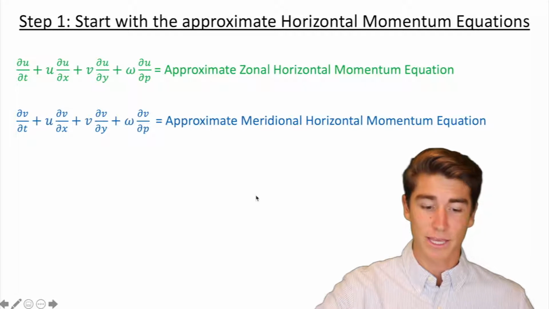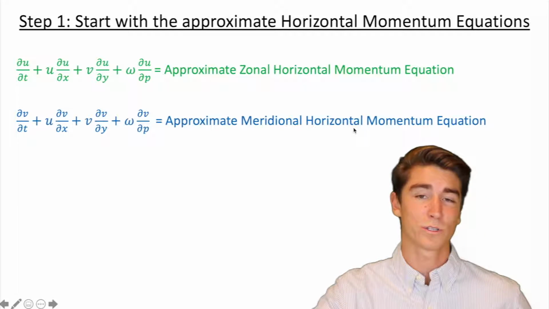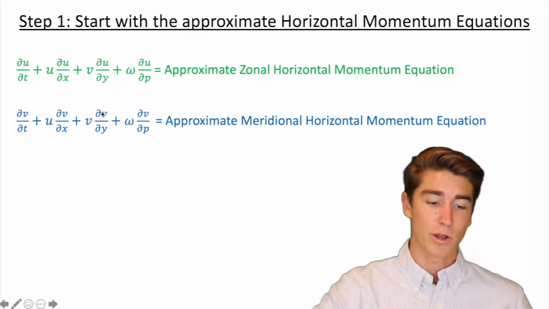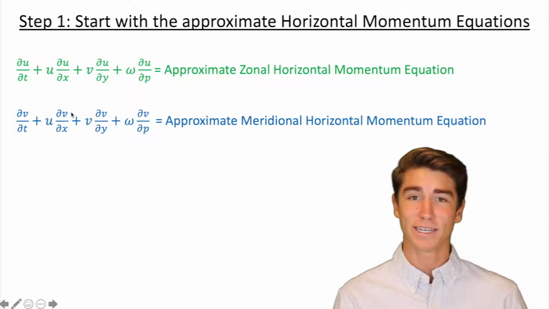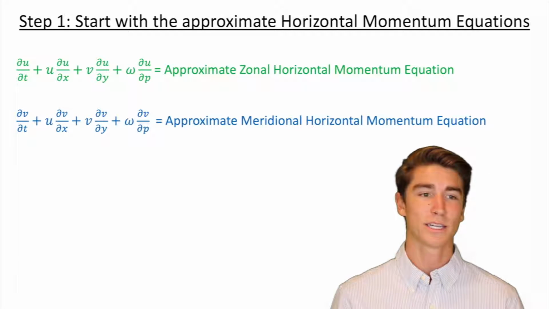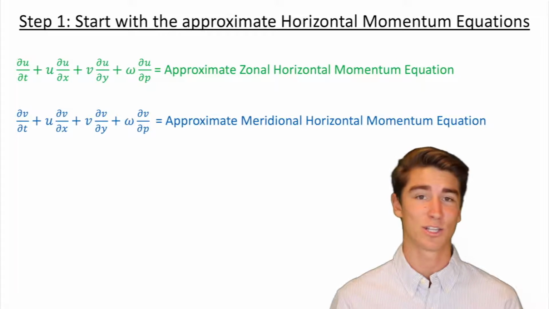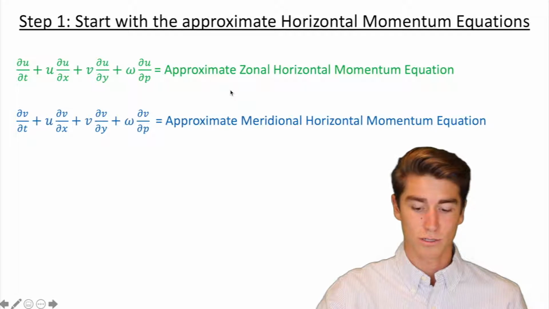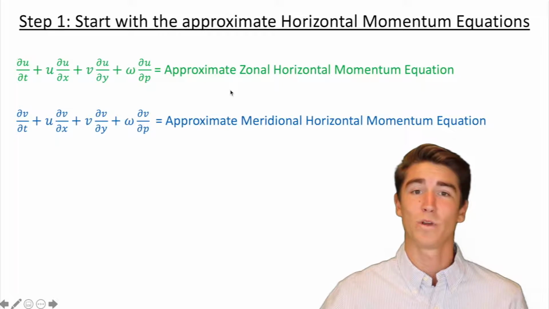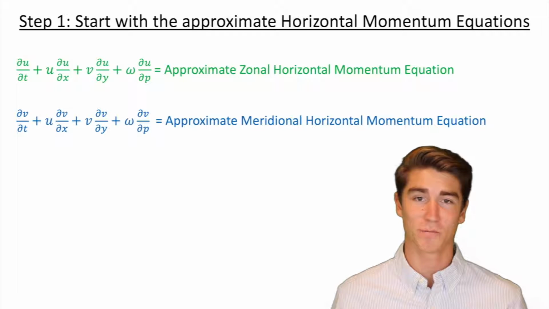And here you see the approximate meridional horizontal momentum equation. You know it's meridional because of the v. That's dy/dt. So velocity from San Francisco to Canada, it's northward. So we start with these two equations, and from these two equations we can derive the vorticity equation.